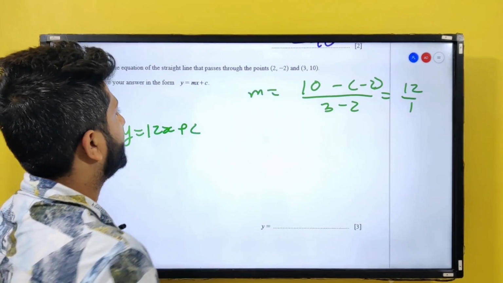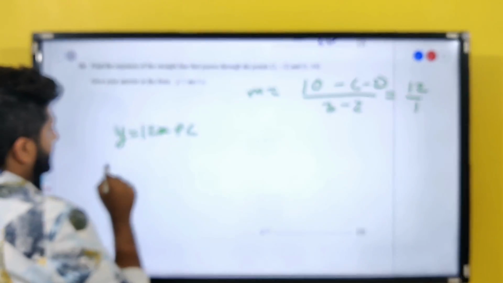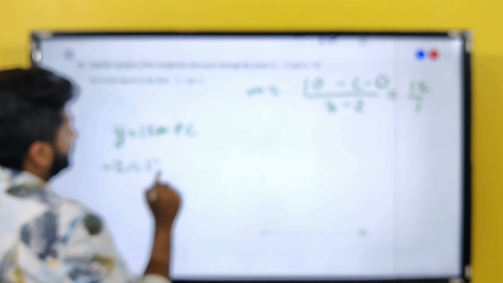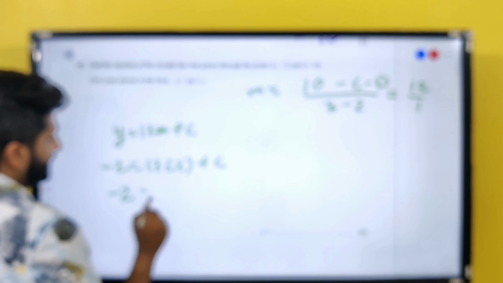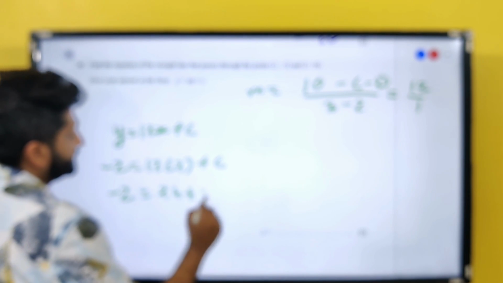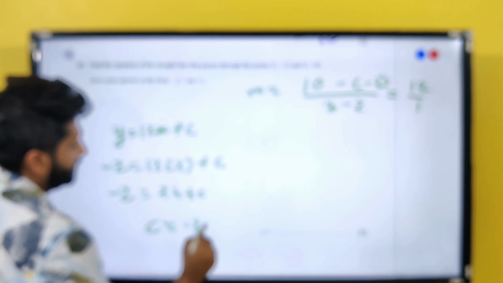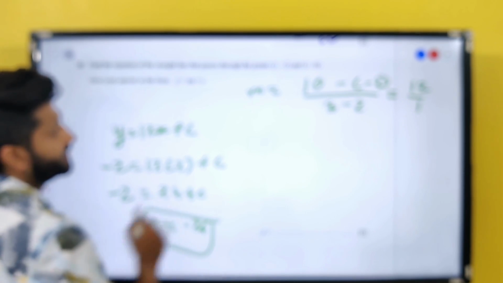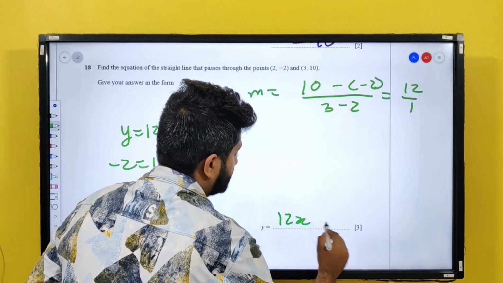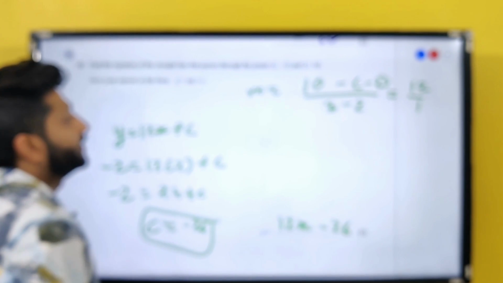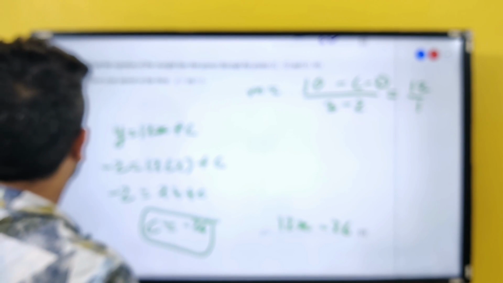Substitute the value of x and y. x is 2, y is minus 2. Minus 2 is equals to 12 times 2 plus c. So minus 2 is equals to 24 plus c. c is minus 26. y is equals to 12x minus 26. Next question.